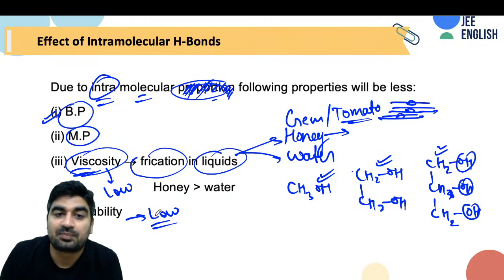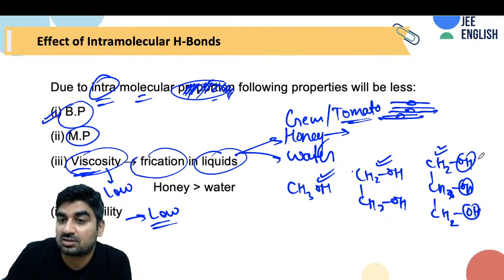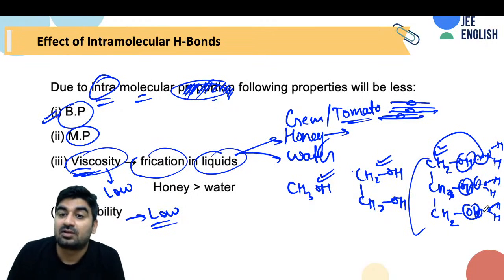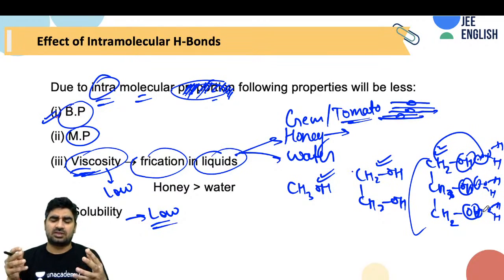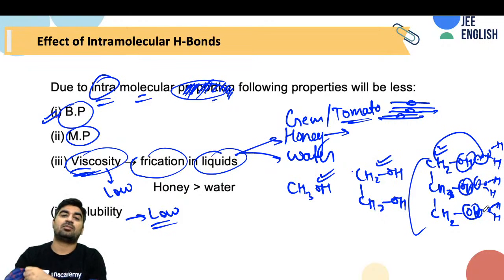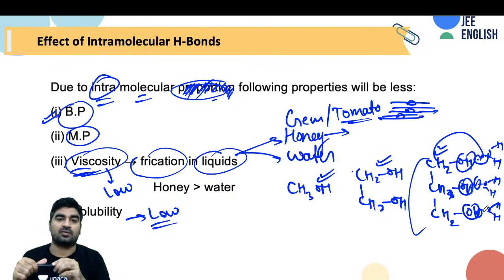So now I will tell you that viscosity will be higher because it will form hydrogen bonding and there are 3 OH. So a single molecule is forming 3 hydrogen bonds. So it will be a very dense liquid because it is properly mixing with the solvent. So viscosity of this will be high. So viscosity increases due to intermolecular hydrogen bonding between solute and solvent. Right? Viscosity increases due to intermolecular hydrogen bonding between solute and solvent.